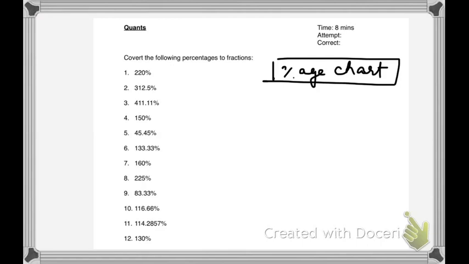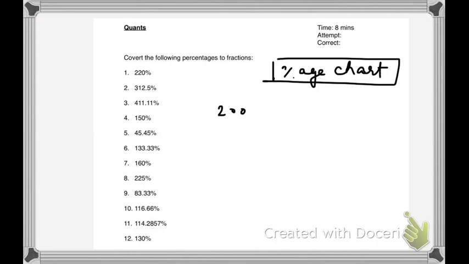upon your percentage topic. Now first of all, you were given 8 minutes to solve the quant section, and how to solve these questions and how to attempt this, we're going to give you a preview about it. So the first questions were based upon conversion from percentages to fractions. So talking about the first question, that is 220%.